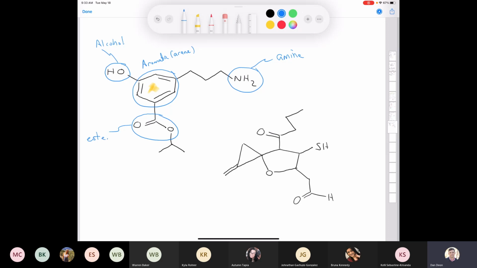Because remember that an ester, we have a carbonyl, then we have an oxygen, and we have two R groups, right? They might be the same, they might be different, but this counts as an R group here, and this counts as a different R group over here. So this one is an ester, right? When you're identifying functional groups that have carbonyls in them, you kind of have to do the 30,000-foot view.